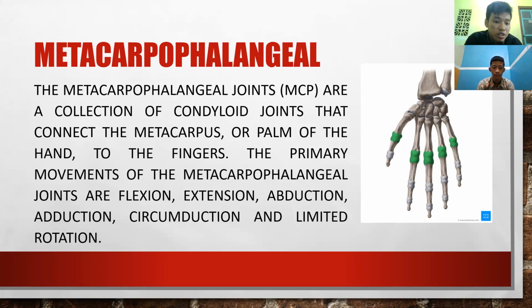Each metacarpophalangeal joint is formed by the convex heads of the metacarpal bones, which are received by the concave bases of the proximal phalanx. The primary movements of the metacarpophalangeal joints are flexion, extension, abduction, adduction, circumduction, and limited rotation. These joints play an important role in the functionality of the hand, providing stability and flexibility of the fingers, which is facilitated by the ligaments, joint capsule, and adjacent musculotendinous structures.